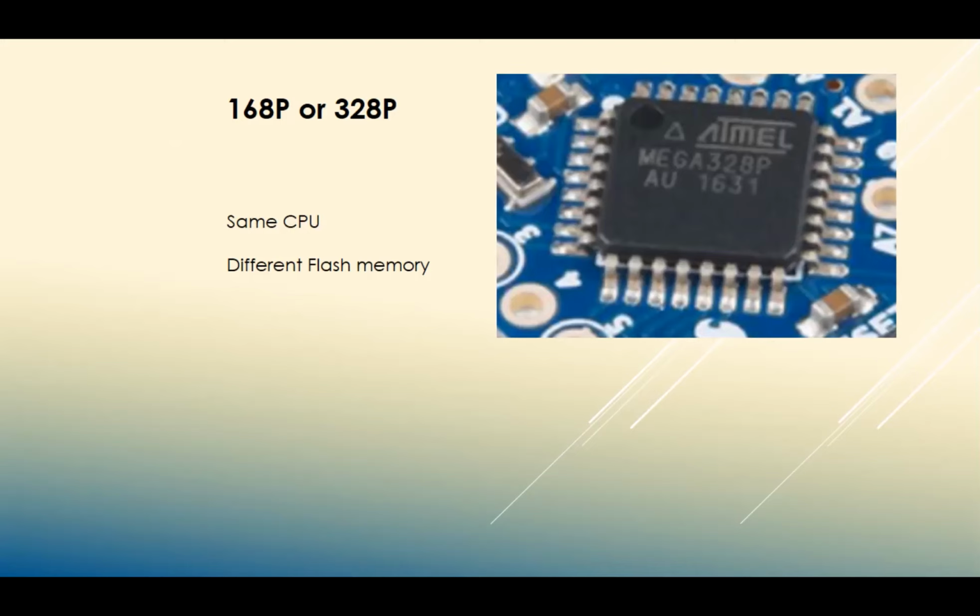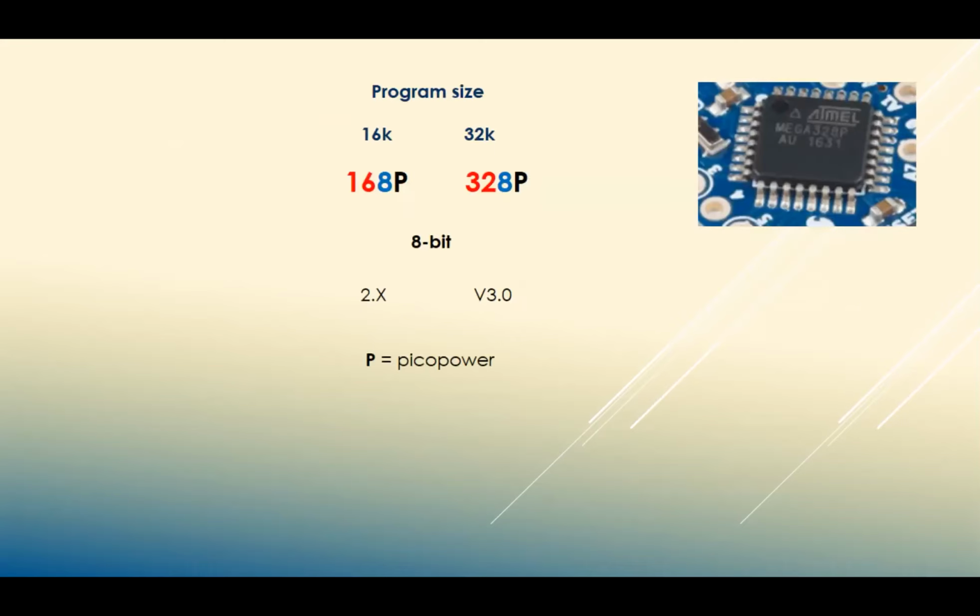So what does it all mean? Well, a 168, as you can see, the 16 part means it's got 16K of program space. The 328 means it's got 32K of program space. The part that says 8 just means it's 8-bit processing. In other words, the CPU in there handles 1 byte at a time when it's moving stuff around. And then the P just means pico power. It's capable of working at very low currents in sleep mode and stuff like that.